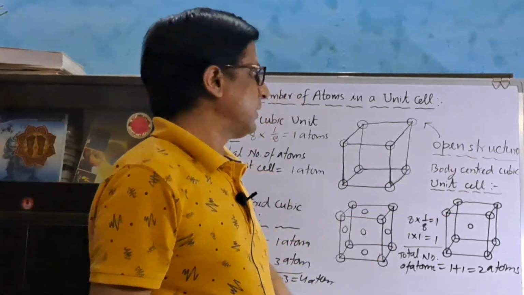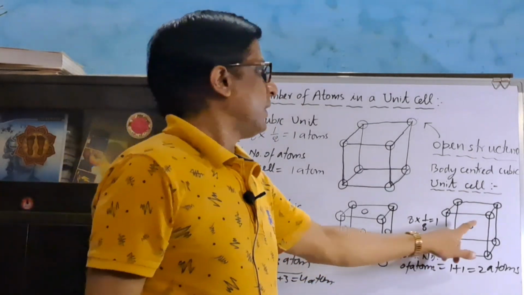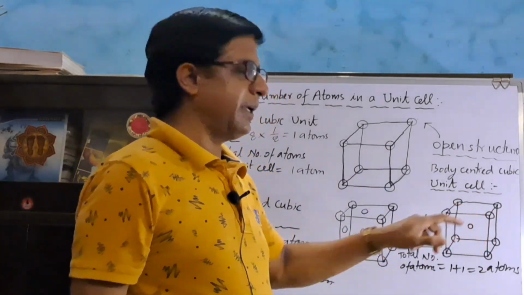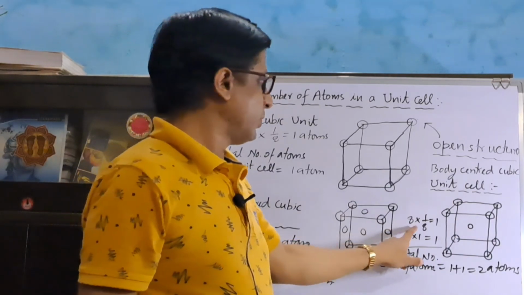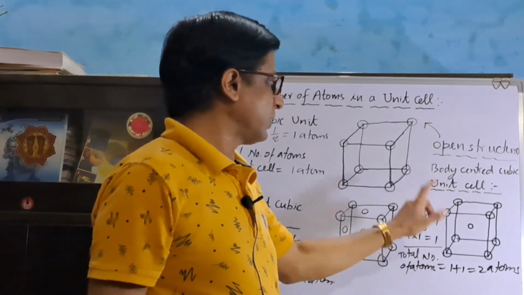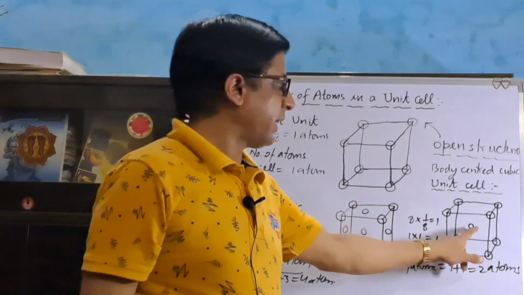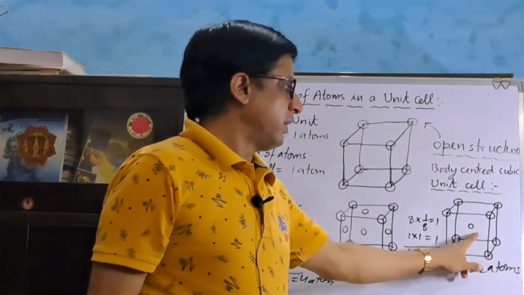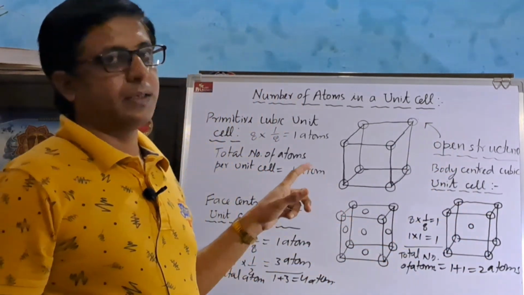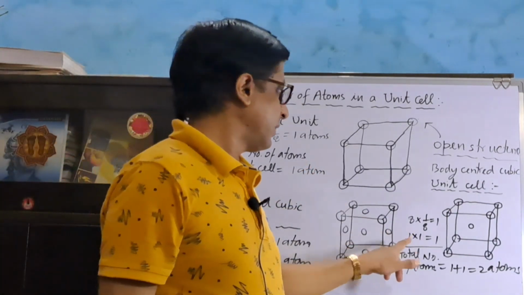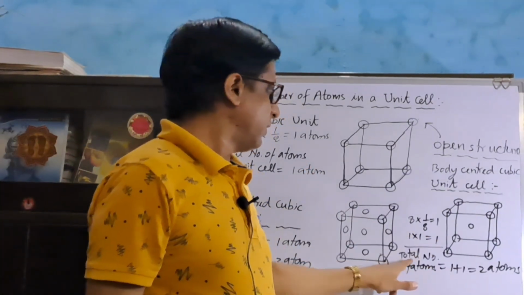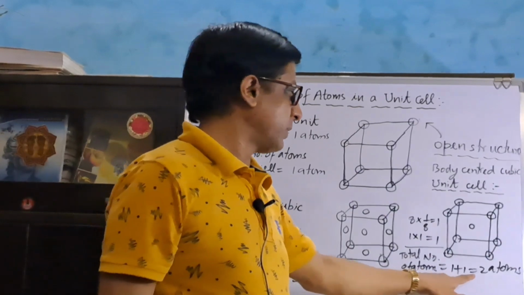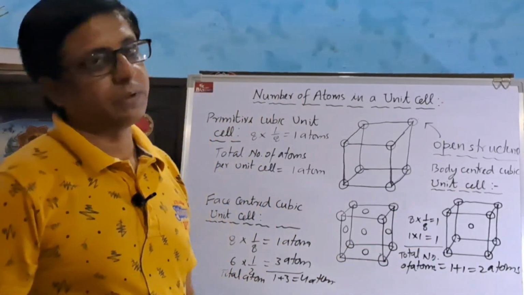In case of body-centered cubic unit cell, there are atoms present at 8 corners. Their contribution is 8 into 1 by 8, equal to 1 atom, and 1 atom is present inside the unit cell which is not shared by any neighboring unit cell. Therefore its contribution is 1. Therefore the total number of atoms is 1 plus 1 is equal to 2 atoms.